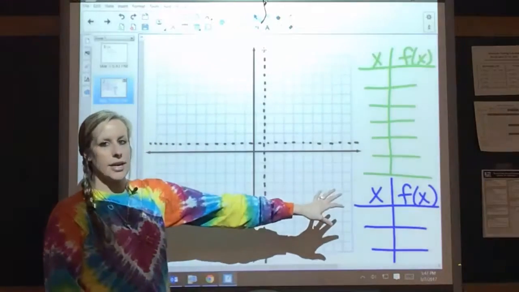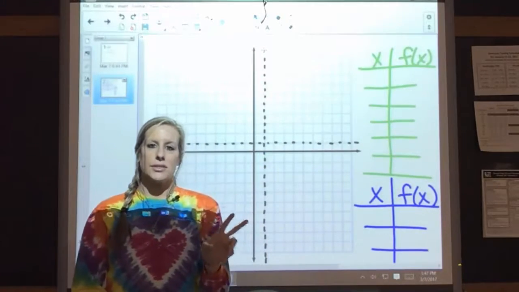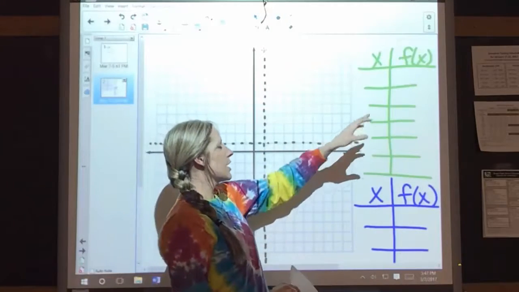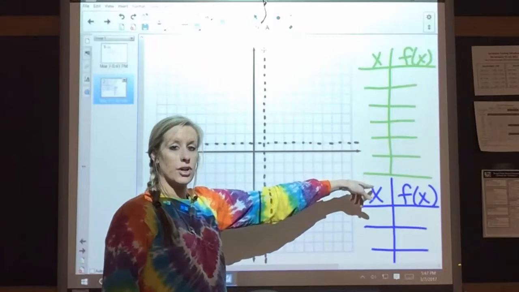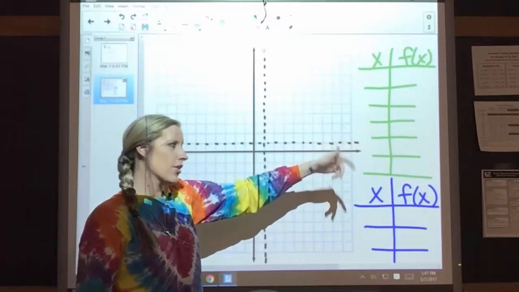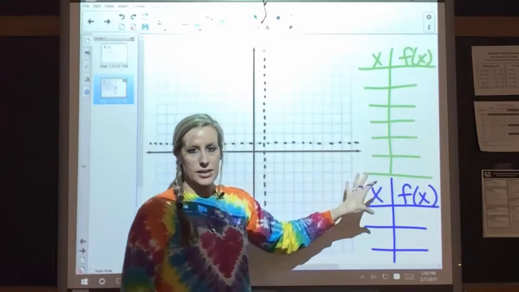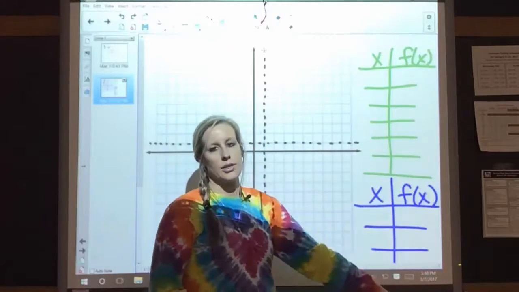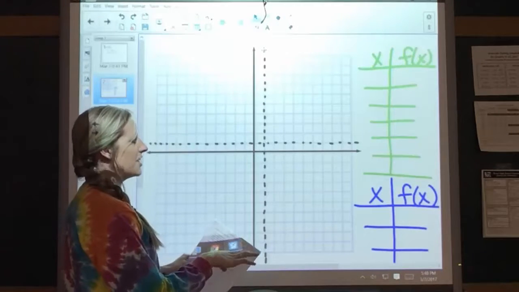We're going to fill in our table. Now, on your table, the reason we have 2 different tables side by side is because we are going to go up to our vertical asymptote where it doesn't exist because you can't divide by 0. We're going to go all the way up to it, and then we're going to skip that x value and then keep going. Let me show you what I mean.